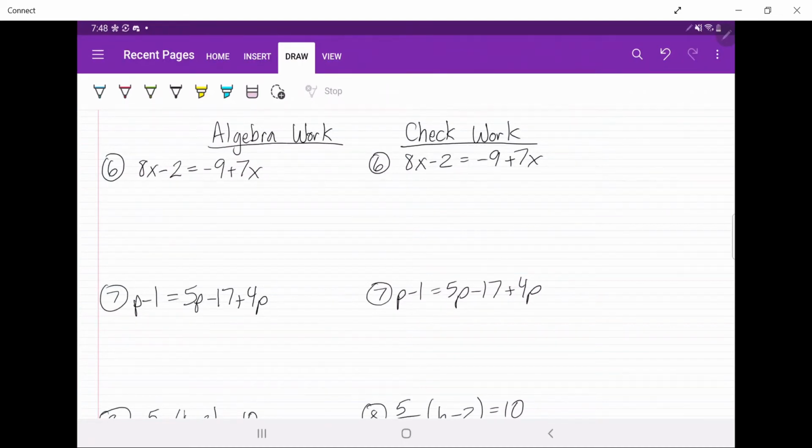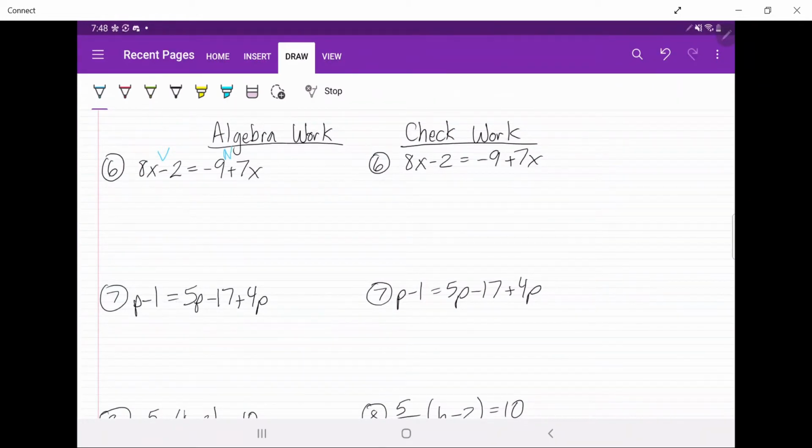Here are some more examples to help you out with solving algebra number 3. So our first problem is 8x minus 2 equals negative 9 plus 7x. We want variables on one side of the equation and numbers on the other. So we'll have variables on my left and numbers on my right.